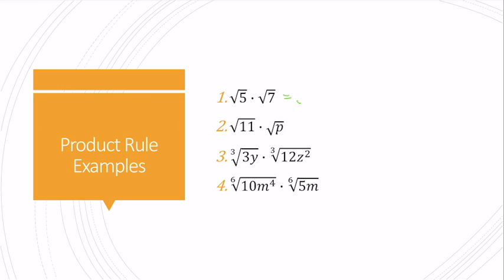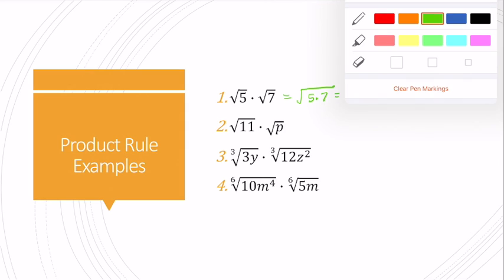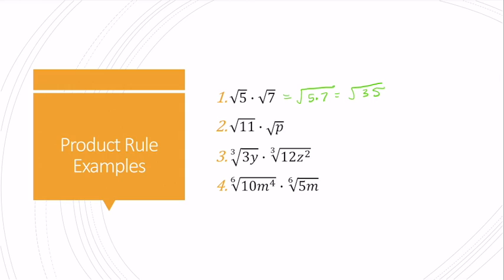So the square root of 5 times the square root of 7, that's going to give me the square root of 5 times 7, which is the square root of 35. 35 factors into a 5 and a 7. There's no square roots I can cancel out. So we are done with that problem. Next, I have the square root of 11 times the square root of p. That gives me the square root of 11 times p, so the square root of 11p. There are no common factors in there, so I cannot simplify it any further.